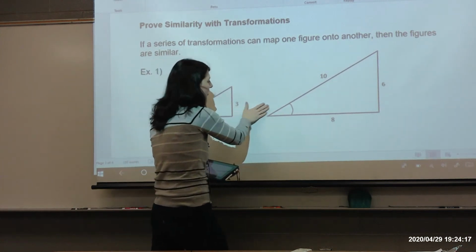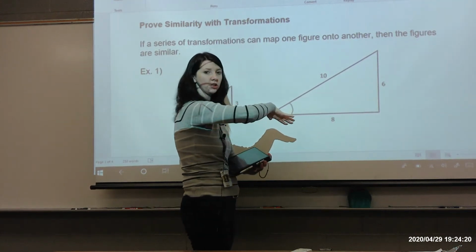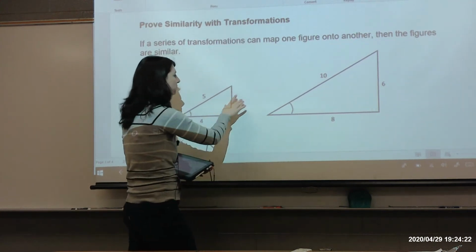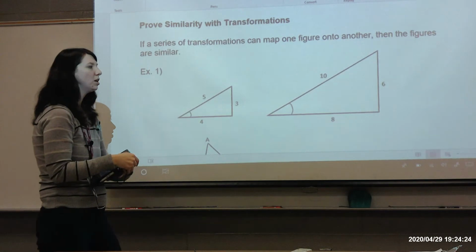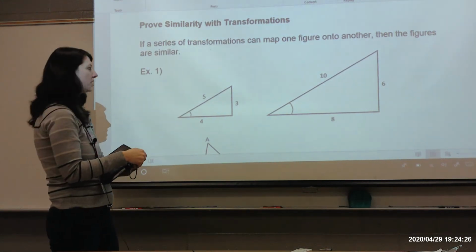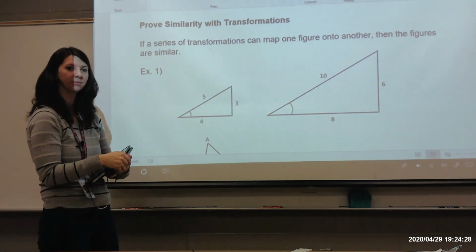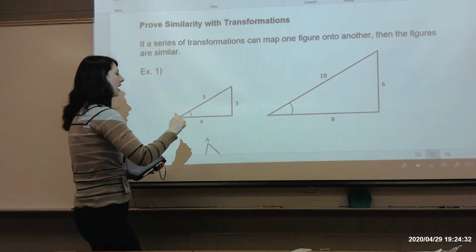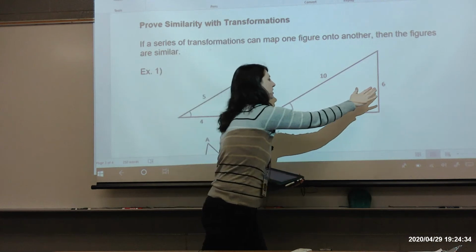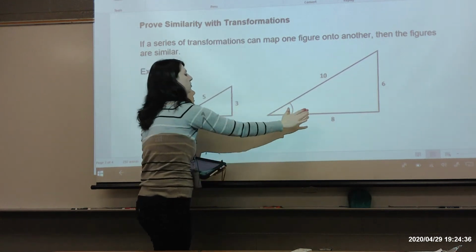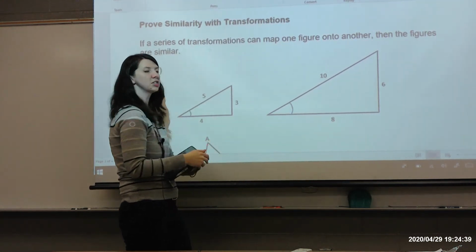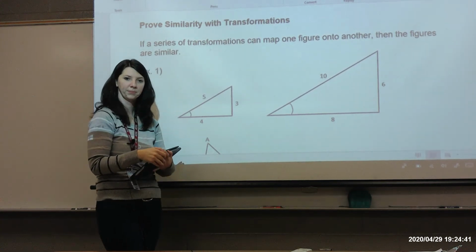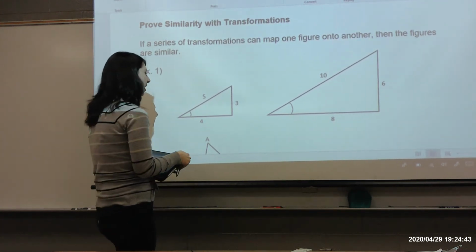Okay, if we translate it right, we would be on top of each other, but we wouldn't match. This one is smaller than this one. What transformation could we use to make them the same size? It'd be a dilation. Now let's check if dilation truly works. I need this 3 to match with the 6, this 4 to match with the 8, the 5 to match with the 10. So what could my scale factor be? We can multiply by 2.